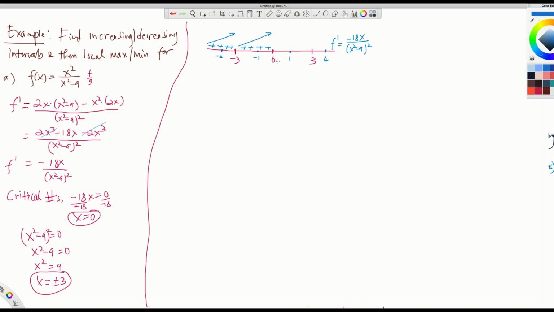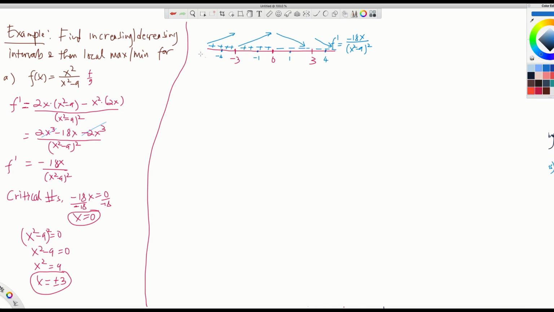And how about positive 1? Negative 18 times 1 is negative 18, divided by a positive. So negative over positive will be negative. So this will go like this, decreasing, right? How about 4? Negative 18 times 4 is negative, divided by positive will be negative. So this is also decreasing.